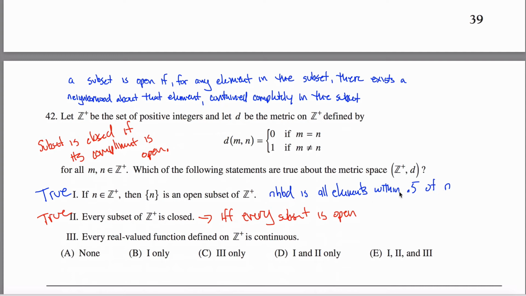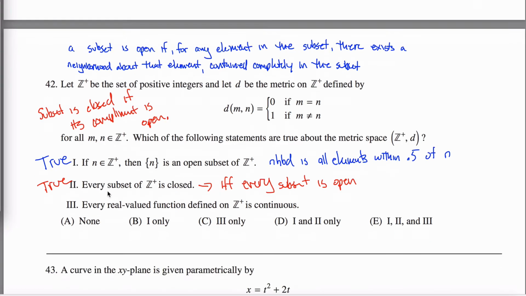Fine. I'll create you a neighborhood around 1 that will be contained inside that subset, 1, 3, 5, 7, and I'll do it the same way I did it here. I'll say include all of the elements within 0.5 of 1. That'll include exactly 1, which will be contained within 1, 3, 5, 7. Therefore, it will be open. And therefore, the complement of that, which is a subset, will be closed.